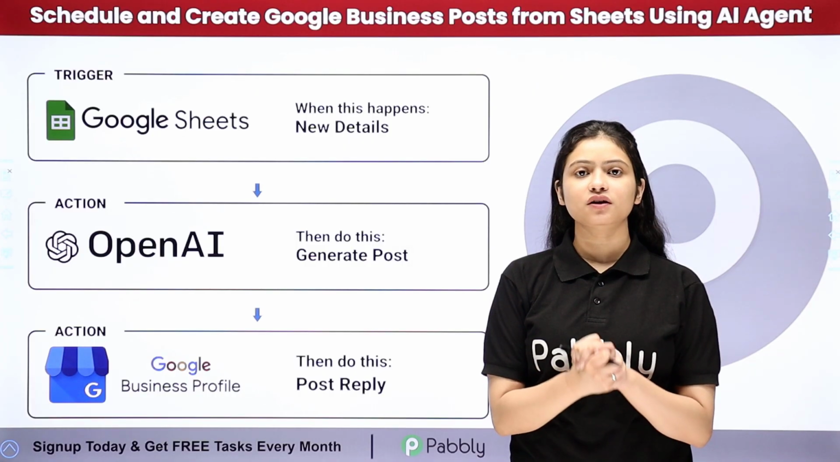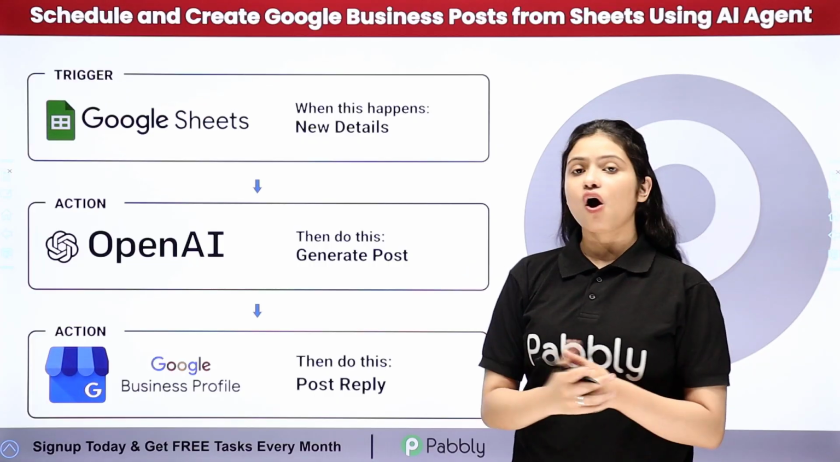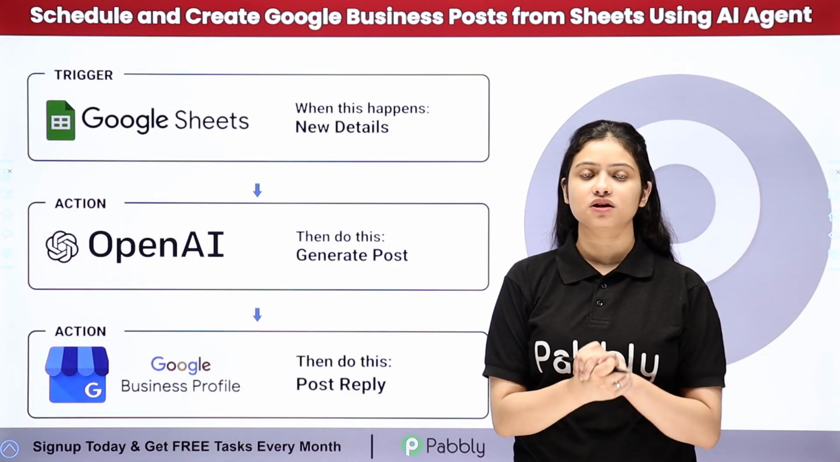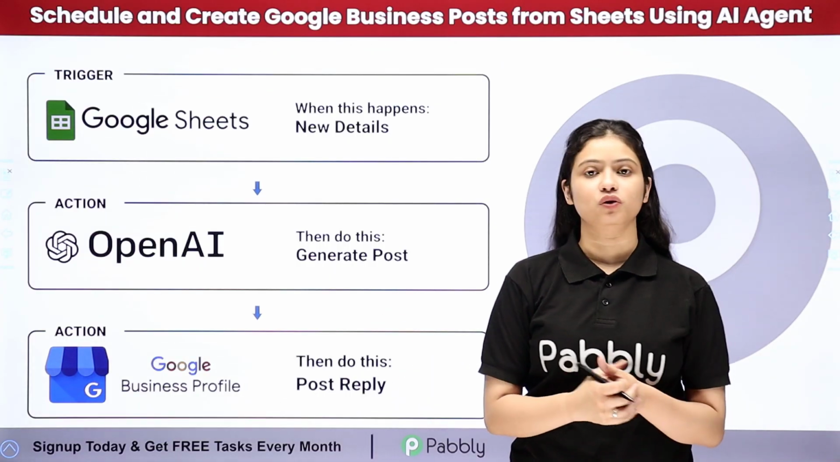For that, I have created a Google Sheets and I want that as soon as I'm going to add a new date and title in my Google Sheets, automatically an image should be generated for that post according to the title, also the captions, and then the entire post should be shared automatically on Google Business profile.